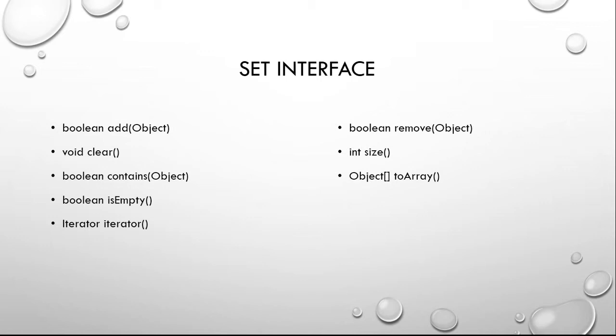Let's go ahead and see what the set interface has for us. The set interface again has some similar methods, that is add, to add an object. Again, it checks contains if it's already present. isEmpty, if the set collection is empty, we can get an iterator over it, and a similar remove method.